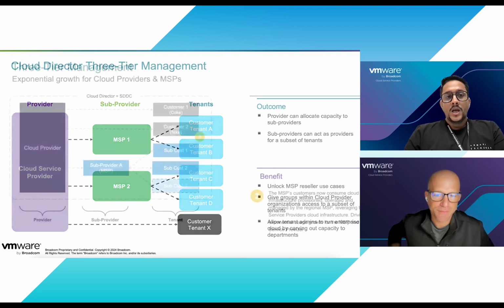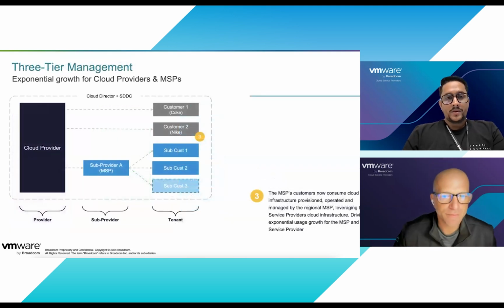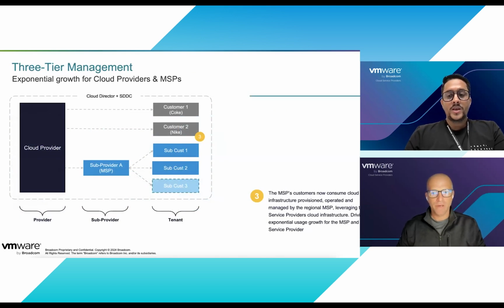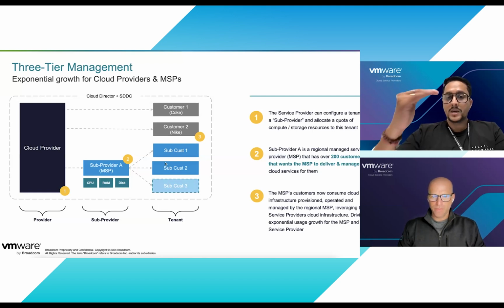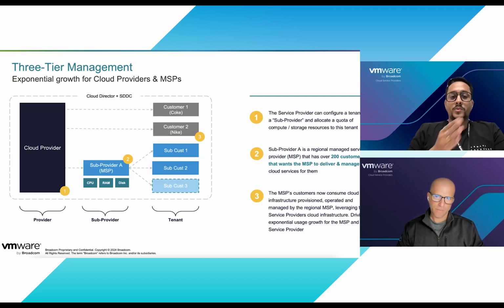Now, from a three-tier management perspective, we all understand that we allocate resources based on networking, storage, and compute. So on the screen, what you see is another example where I have my main provider. The main provider has carved out certain resources for, let's say, a sub provider who's an MSP, and the MSP has their end customer. Let's say you have customer one, customer two, and then they have multiple sub customers. So basically provider, sub provider, and tenant.